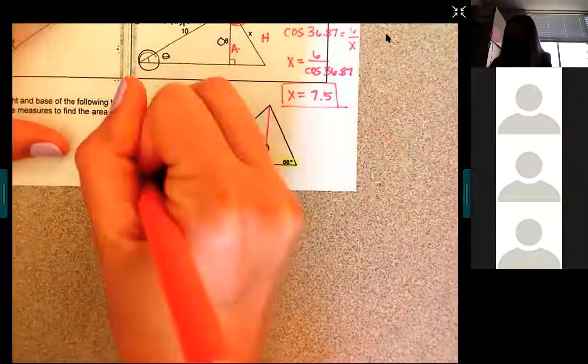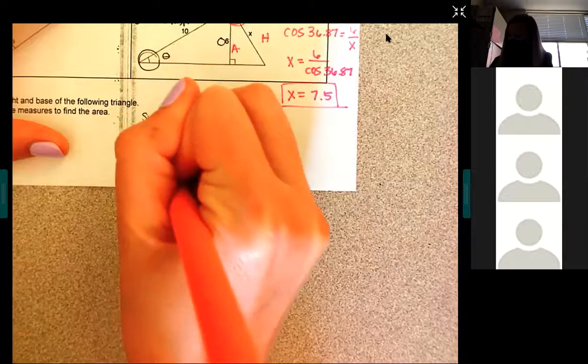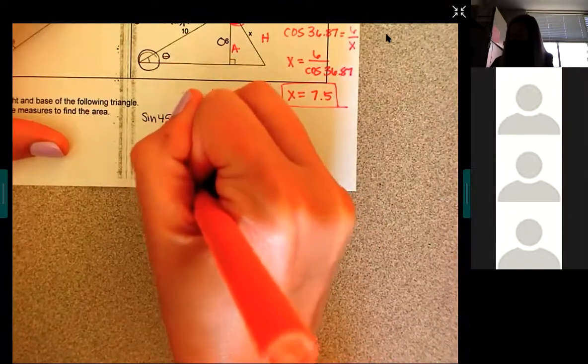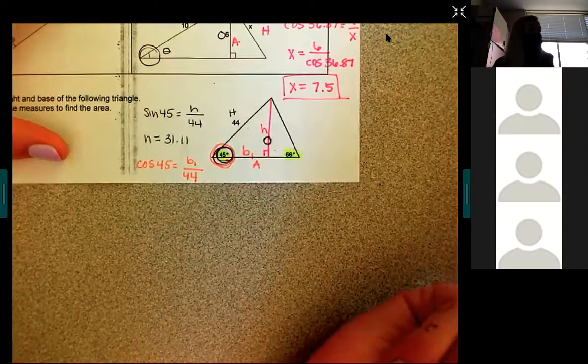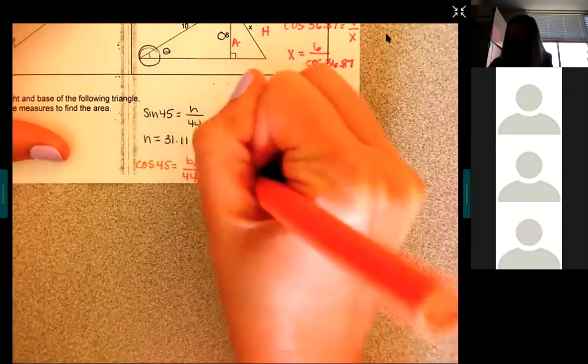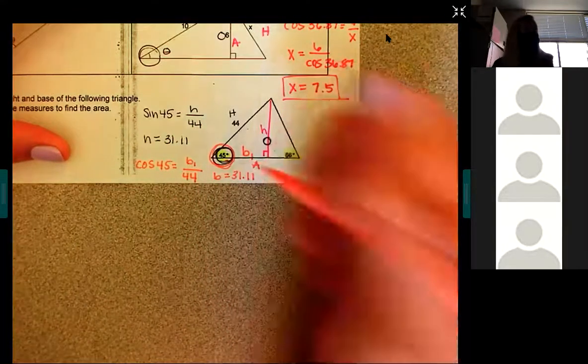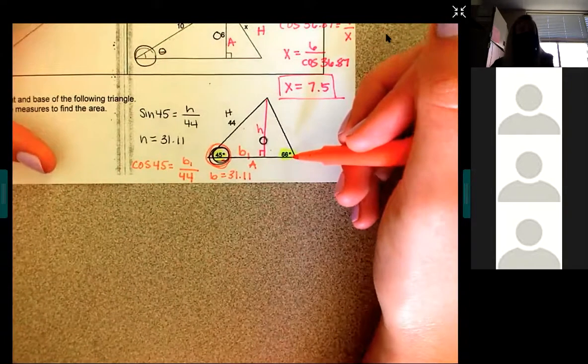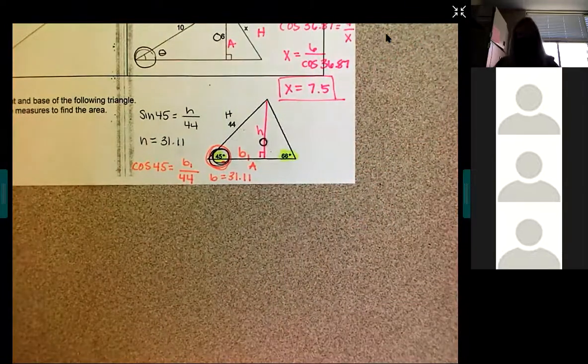So I did cosine of 45 equals the adjacent, which I called B1, over the hypotenuse, which is 44. So I ended up getting that base was also 31.11. Now that's just this one. Are y'all okay with that? Are we sure? Okay, so then I did the same thing over here, but I called this one B2.